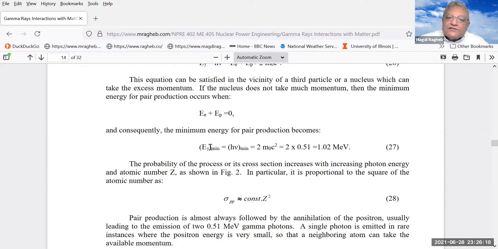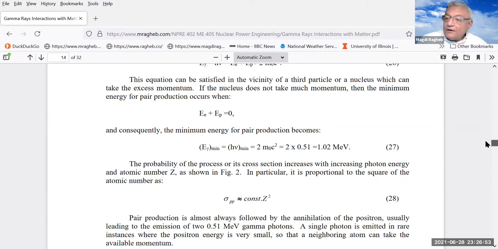So the minimum energy for that process, or h nu minimum, is two electron masses. The electron mass is equivalent to 0.51 million electron volts. So that process only happens when the energy of the photons is larger than 1.02 million electron volts. In the same way as the other two processes, the pair production probability of interaction, we are going to call it the cross section because it has units of centimeter squared, is proportional in that case to Z squared, the square of the charge.